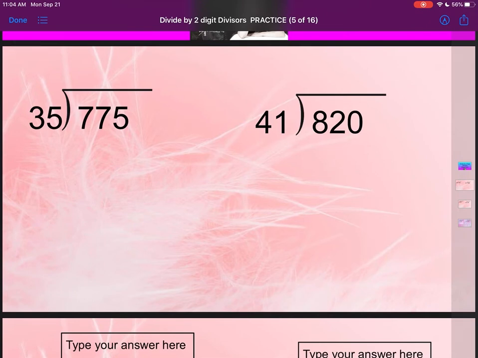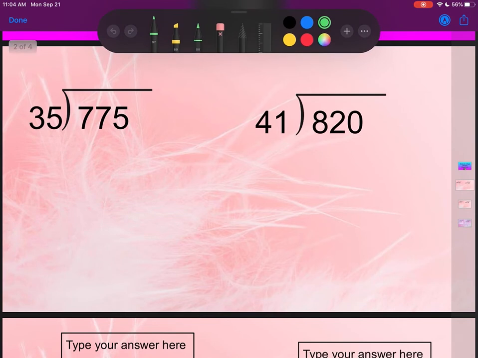All right, so these first 2 I'm gonna do with y'all, and I'm gonna show the 2 different ways that we were doing it, right? Where you can skip count or you can do repeated addition. So let's start with repeated addition. All right, so I have 775 divided by 35. So I know 35 can't go into 7, but it can go into 77, right? So let's try adding 35 plus 35 to see if we get close to 77.